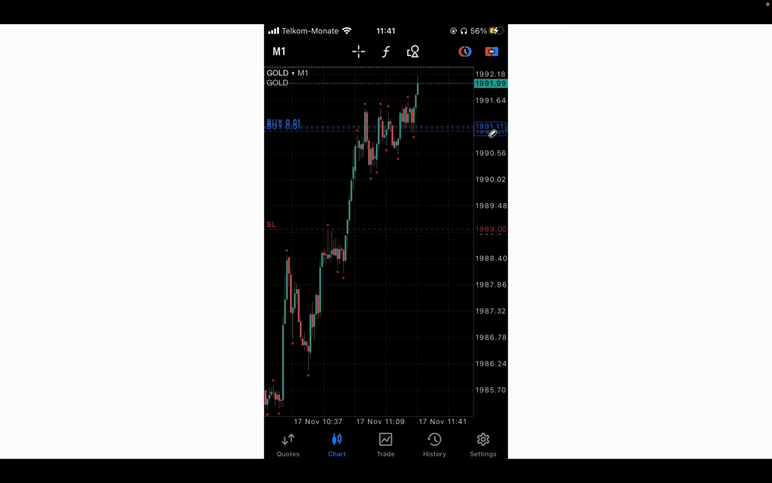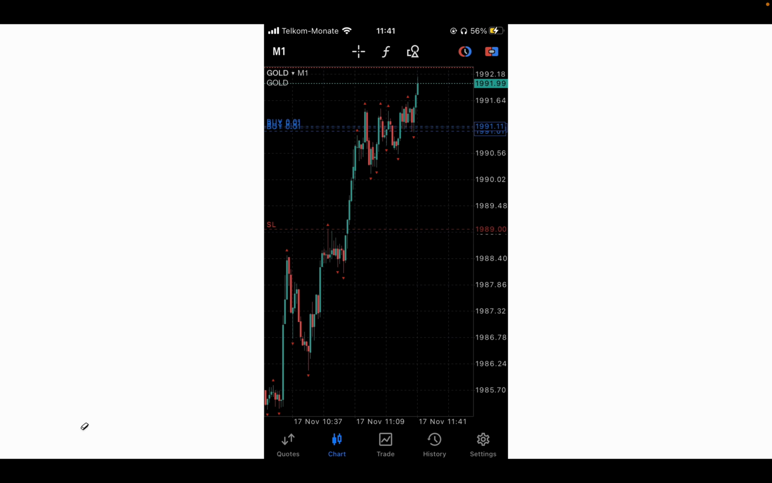Again, I entered around 1991. My stop loss was 1989. So that's $2 down there. Again, I'm risking $2 to make $6. I think there's 3 positions on this trade again. So I was risking, again, $6 to make $18.